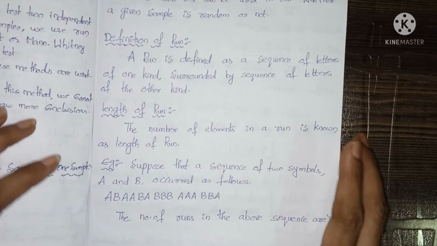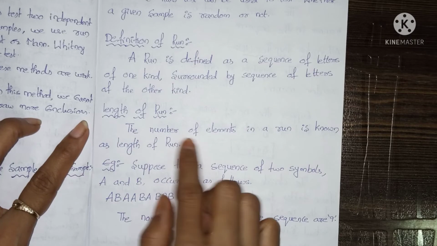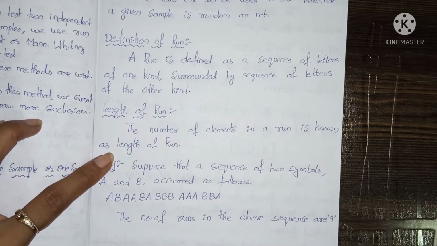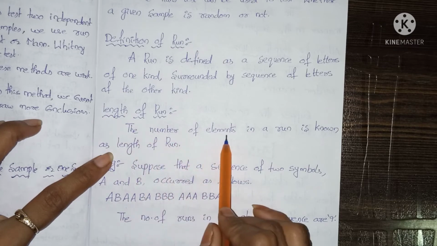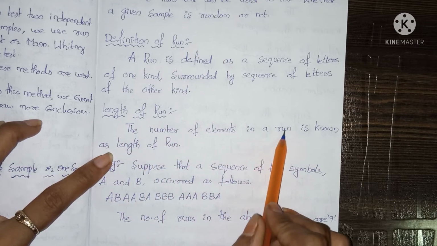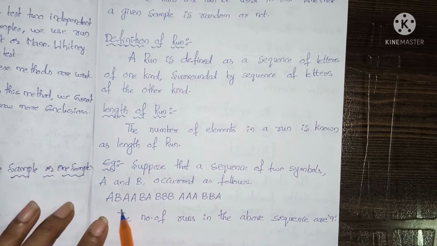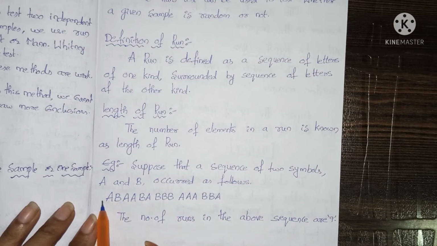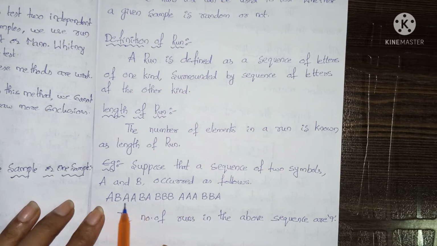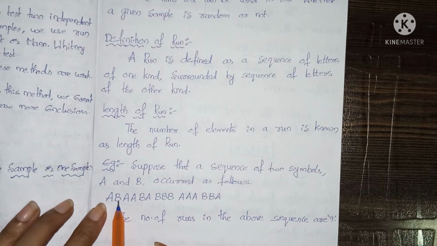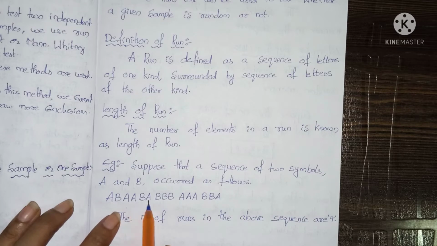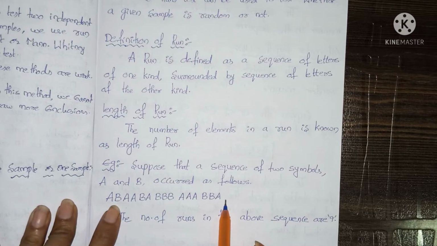Next, the length of a run. The number of elements in a run is known as the length of a run. How many elements are in a run is the length of that run. For example, this is called a run. Why? Because if you observe, we have a sequence of letters, that is, a sequence of alphabets of one kind surrounded by another kind. That means A, B, again A, again B, so we have two different kinds. This is a sequence of letters, nothing but a run.